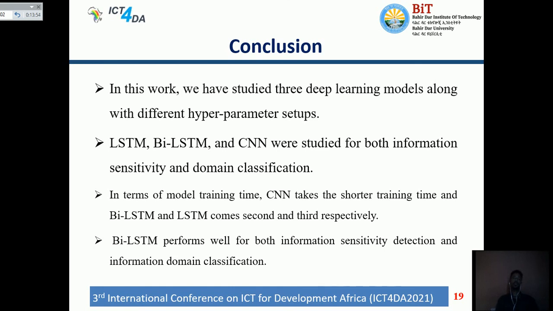As a conclusion, we have studied 3 deep learning algorithms along with different hyperparameter setups for the Amharic text sensitive information detection and classification task. Among those deep learning algorithms, BLSTM performs best in terms of prediction or classification performance. However, in terms of model training time, the CNN based model takes shorter training time, while the LSTM takes higher or longer training time.